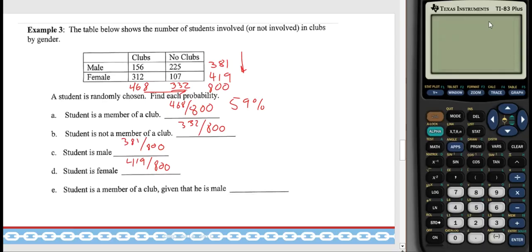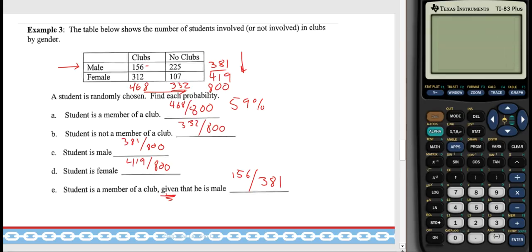So starting here in example E, we now again have that word given. So we are into conditional probability. So for example E, student is a member of a club given that he is male. So we are only going to be looking in this row for all of our data for this question, right? So student is a member of a club, 156 male club members out of 381 total males, right? Because the given is he is male. So that is the only row or the only part of the data that we are going to look at then in this case.